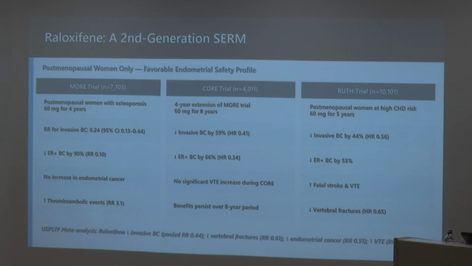And then they further did, after more trials, the CORE trial, extending 4 more years with 60 milligrams of raloxifene. And with the RUTH trial, as you can see, there are more than 20,000 women included in these trials. Again, they found a decrease, nearly 40 to 65% decrease, in breast cancer development. But it's the same as what we saw in the tamoxifen trials.